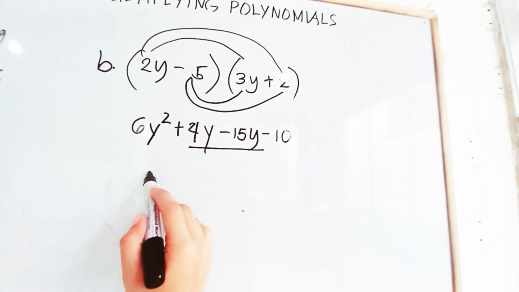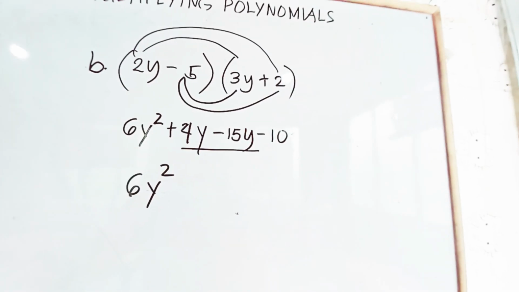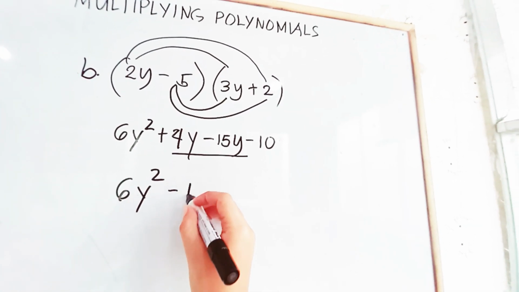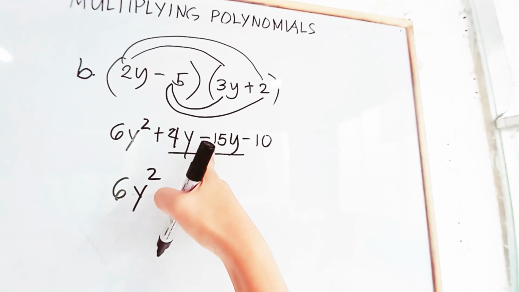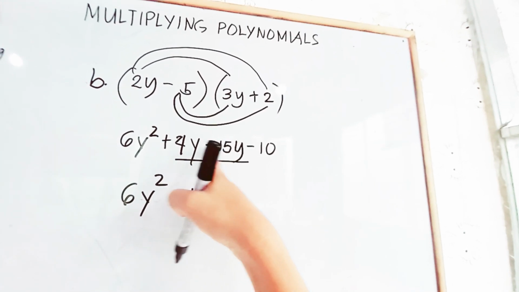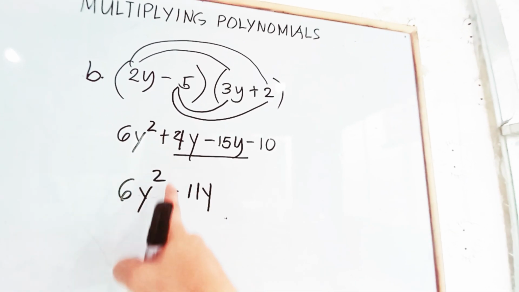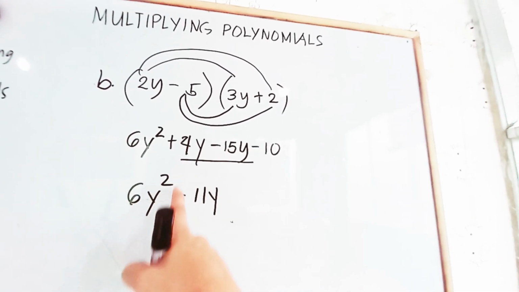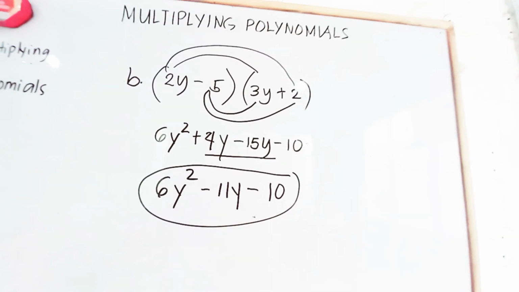Combine like terms. So copy 6y squared, 4 plus negative 15. So that would be negative 11. Copy y. So why does it become negative 11? They have different signs. So the rule in adding integers with different signs, you will subtract their absolute values and then copy the sign of the bigger one. So 15 minus 4, that is 11, and then copy the sign which is negative because 15 is bigger than 4. And then proceed with negative 10. So this is now our answer.